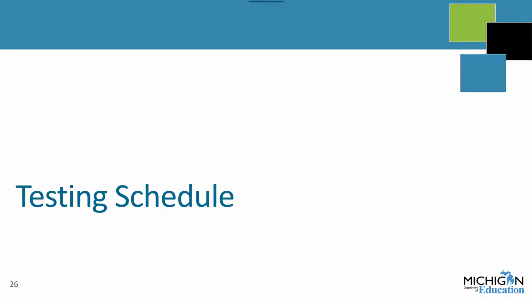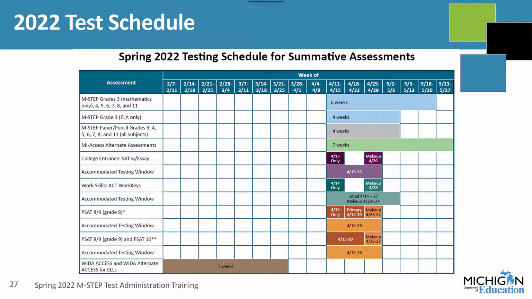Next, we will review the MSTEP testing schedules. There is one 6-week window for online testing. Testing begins April 11th and goes through May 20th. Paper pencil testing is one 4-week window from April 11th through May 6th. Again, students can take the paper pencil test during any school day within that window. There are no longer specific testing dates or makeup days.